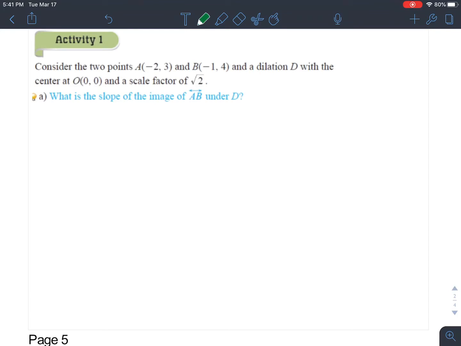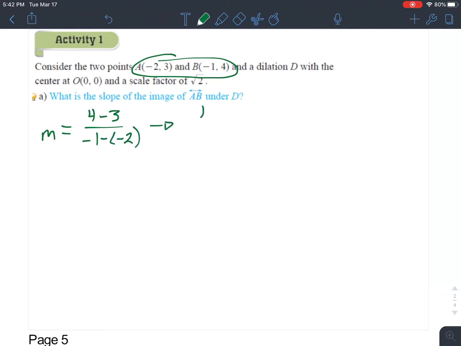So, preferably, you're going to do this without finding A prime B prime, especially since that scale factor there does not look nice. So what we're going to do instead is find the slope of AB. If we're going to do the slope of AB, we know with our points right there, we're going to do 4 minus 3 over negative 1 minus negative 2.